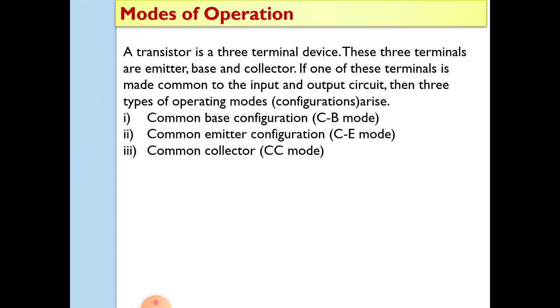Modes of operation. As we know, a transistor is a three-terminal device. These three terminals are emitter, base, and collector. If one of these terminals is made common to the input and output circuit, then three types of operating modes arise.